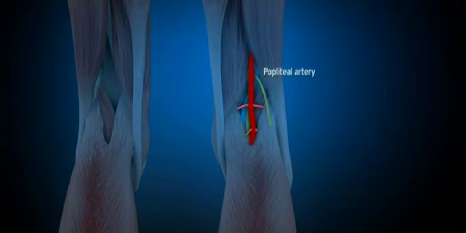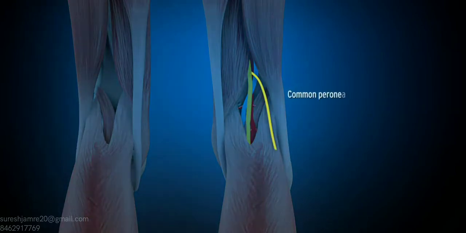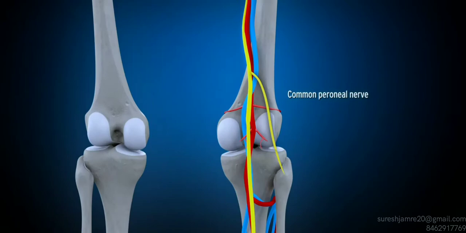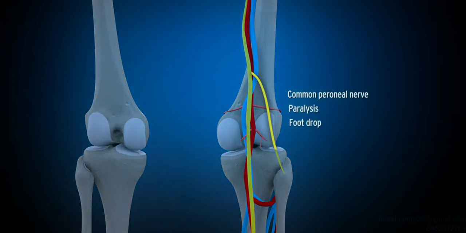Popliteal artery is used for auscultating while taking blood pressure in the lower limb. Common peroneal nerve lies on the neck of the fibula and is the most frequently injured nerve in the lower limb. Its paralysis leads to foot drop position with inability to dorsiflex and evert the foot.